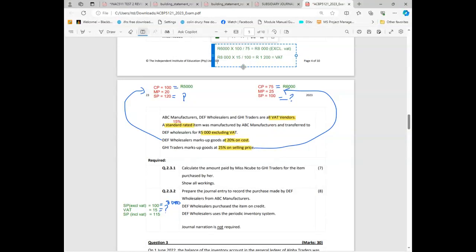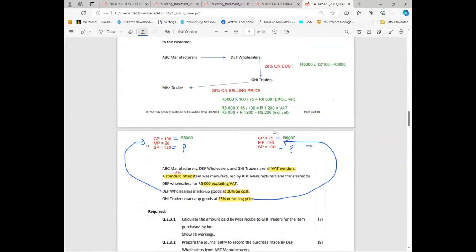Therefore, remember, we're trying to find the selling price. After doing that, we can say 8,000 plus the VAT that we calculated. How much is the selling price including VAT? 9,200. That's the answer. We're going to sell to Miss Nube here for 9,200 because we took the 8,000 and we added the VAT. Does that make sense? Yes. Can I just quickly write this down, sir?